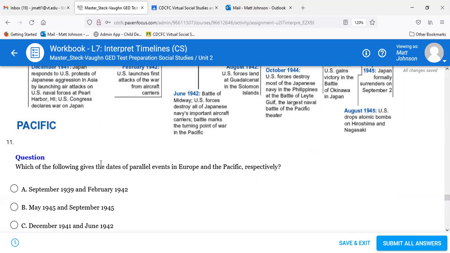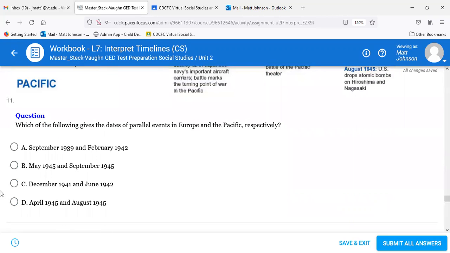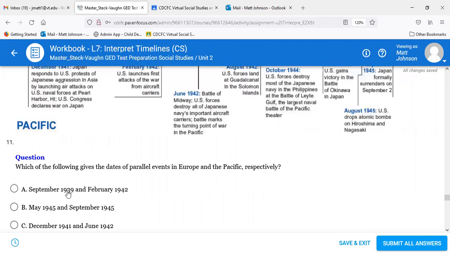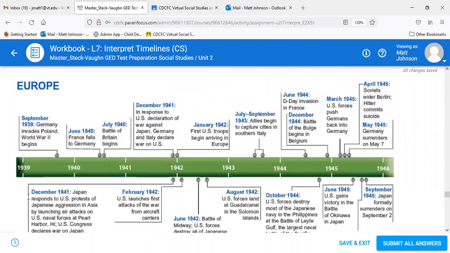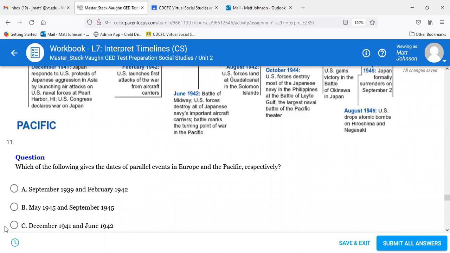So number 11, which of the following gives the dates of parallel events in Europe and the Pacific, respectively? And if we look, is it A, September 1939 and February 1942, B, May 1945 and September 1945, C, December 1941 and June 1942, or D, April 1945 and August 1945. And if we look here, it's B. B is in boy. Okay.